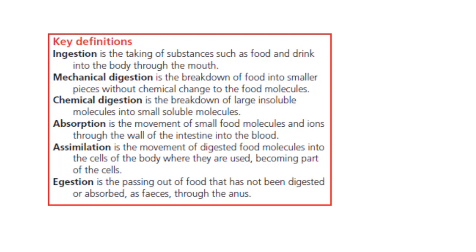And there is of course the process of absorption of the nutrients into the blood. There is also assimilation, the movement of digested food molecules into the cells of the body. And the last one is elimination, the passing out of food that wasn't digested or absorbed as feces through the anus. Okay, let's start.